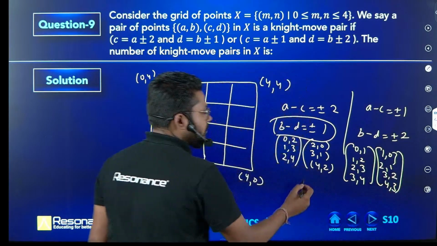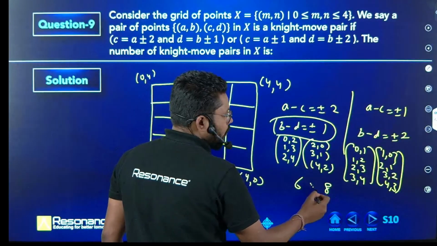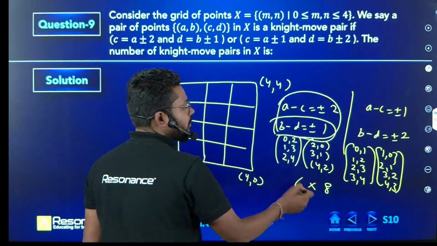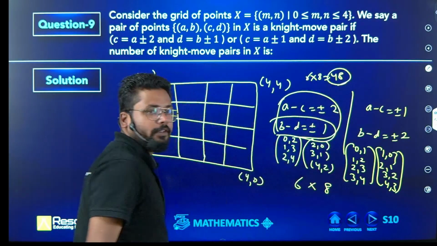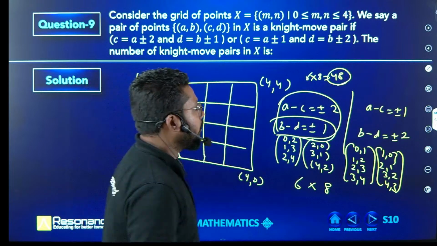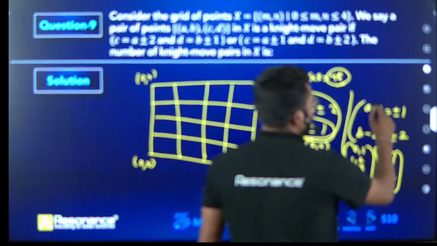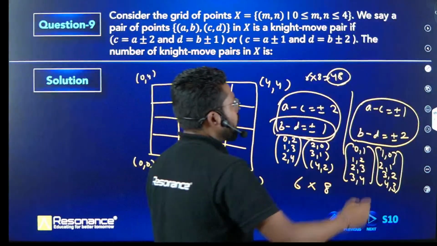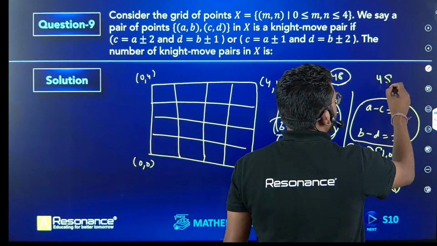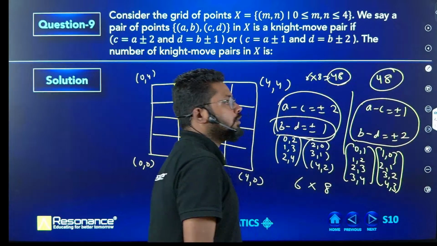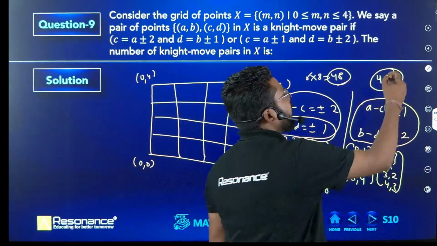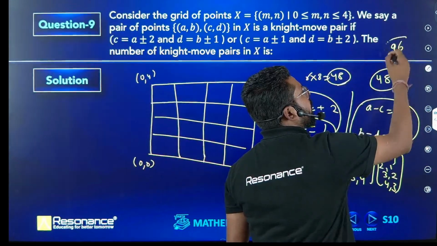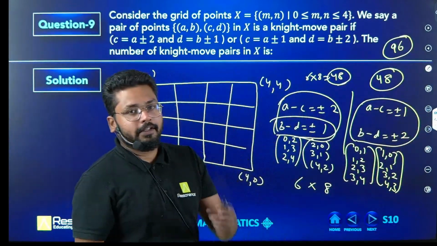So overall 6 cases are there and 8 cases are there. So overall for this condition, this is 6 into 8, 48 cases are there. So similarly for this one also, we have 48 cases. Overall it will be 48 plus 48, 96 cases.